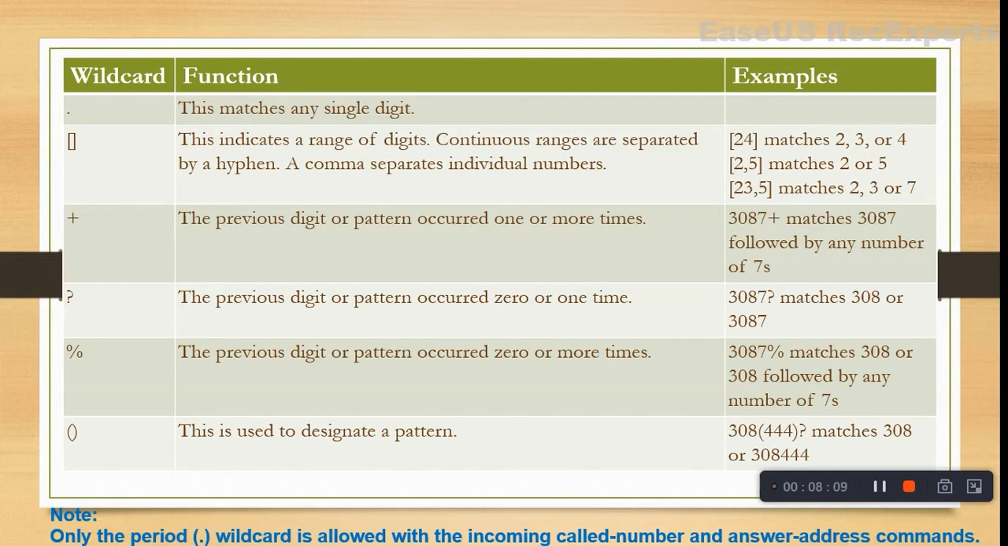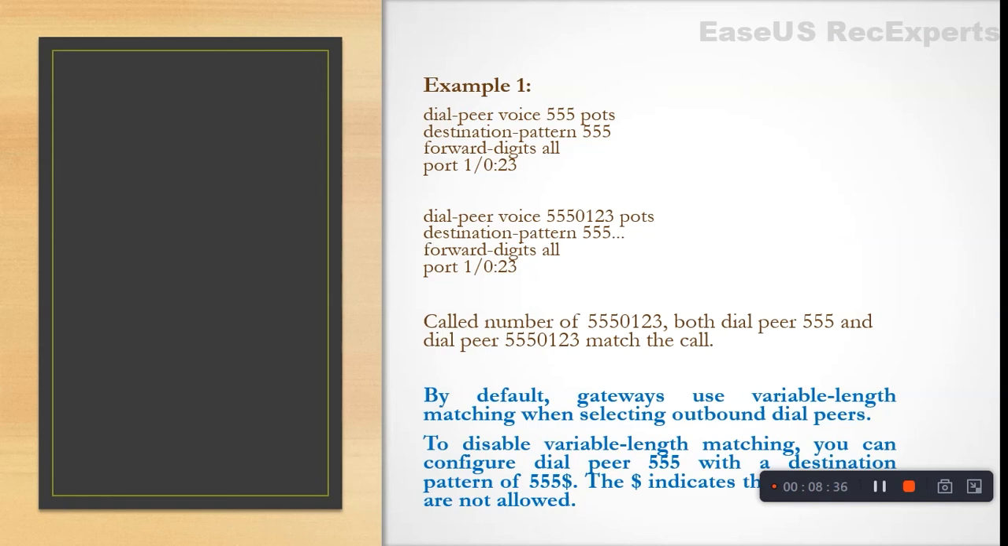So this statement was for other wildcard functions. The incoming called number command and answer address command can only use the first wildcard function, that is period or dot. These two commands cannot be used with other wildcard functions. Now let's see an outbound dial peer matching example.